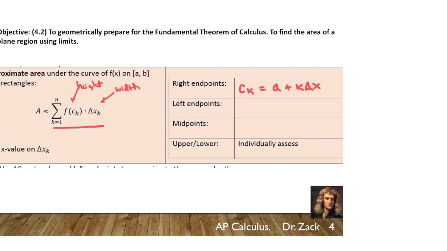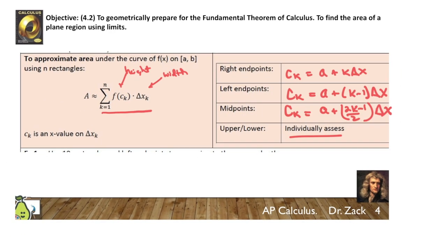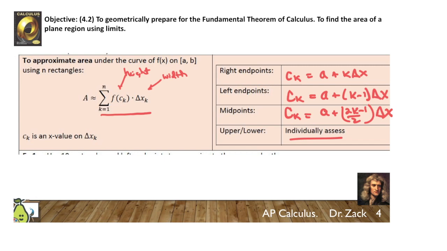If you're using left endpoints, your c sub k is going to be a plus the quantity k minus 1, that shifts it 1 to the left, multiplied by your delta x. And for midpoints, you want to take the average of the right and left endpoints, and that would be a plus the quantity 2k minus 1 over 2 multiplied by delta x. Now, unfortunately, for your upper and lower areas, you're going to have to individually assess each one of those problems or write a computer program to do it for you.